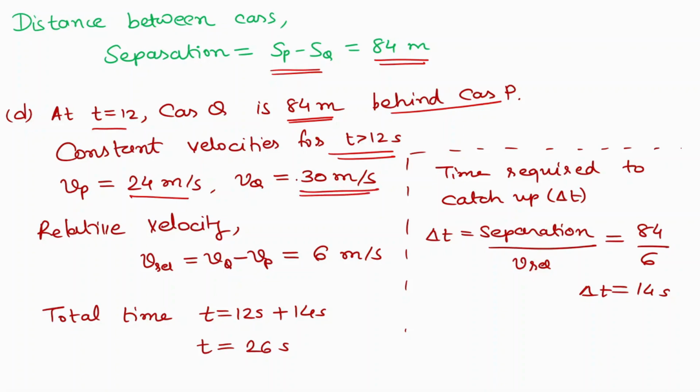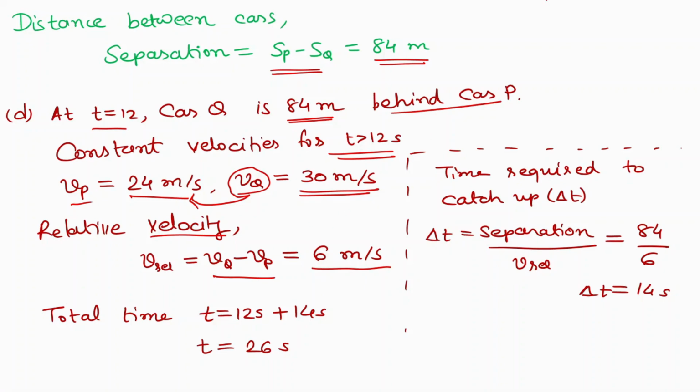From this, you can say after some time, car Q is going to speed past car P. In order to find the time, you need to find the relative velocity. So the relative velocity of car Q with respect to P is VQ minus VP, which is about 6 meters per second. So after 1 second, the difference is going to decrease by 6.